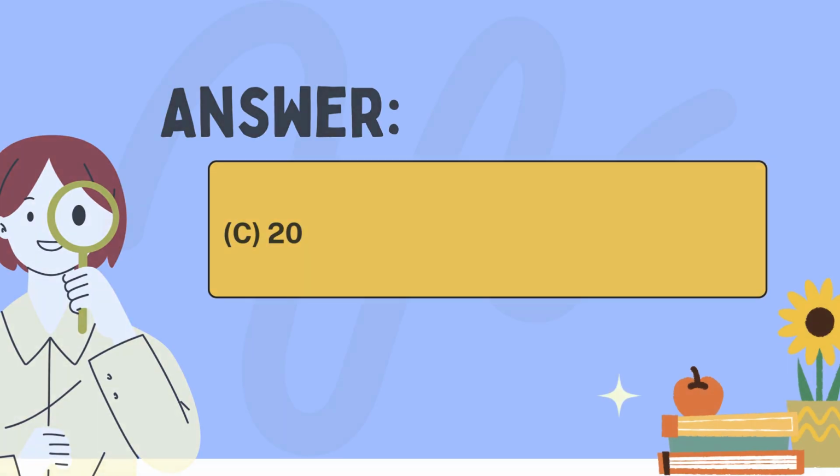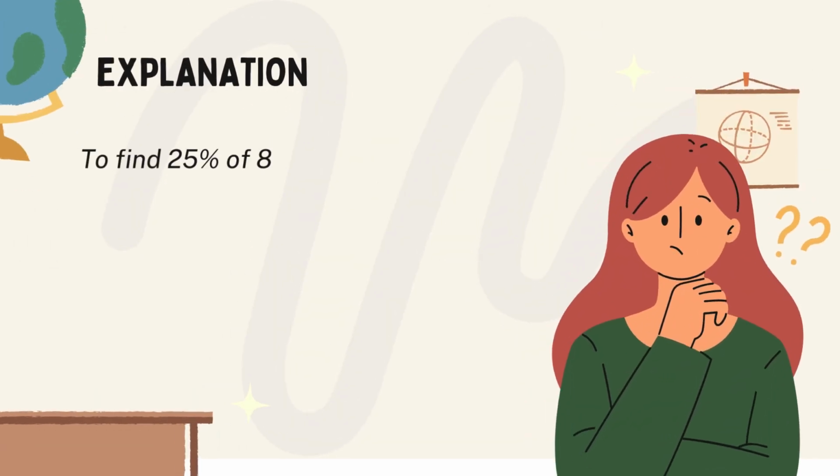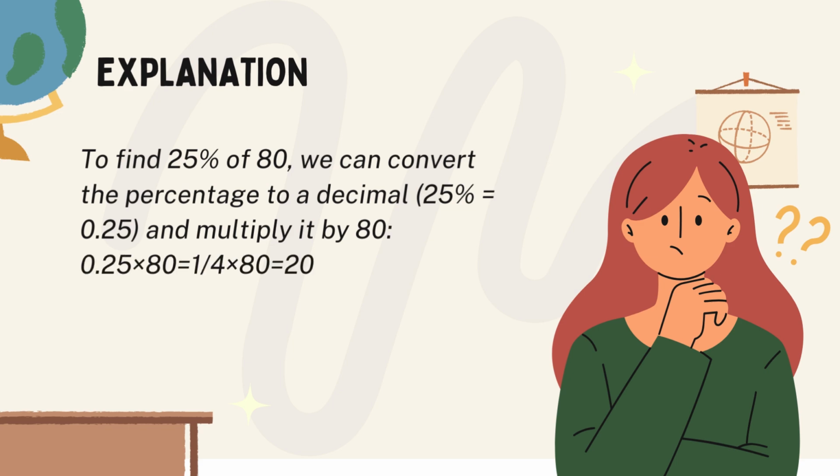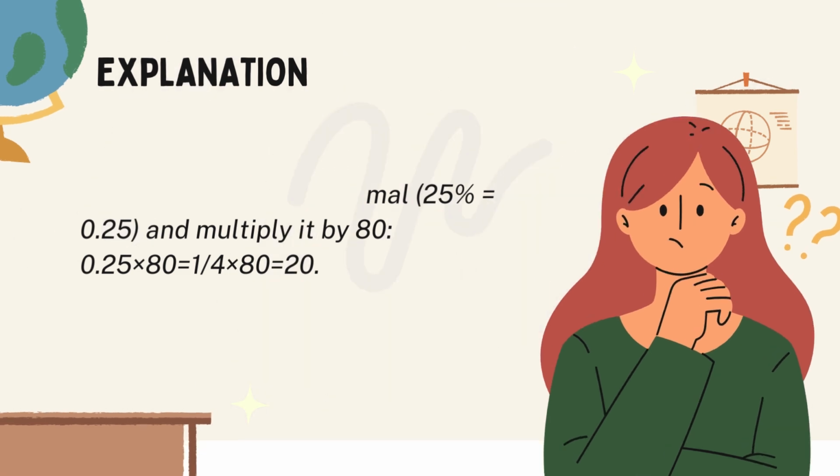Answer: C. 20. Explanation: to find a percentage of a number, you can convert the percentage to a decimal or a fraction and then multiply. 25% is equivalent to 0.25 as a decimal, or 1/4 as a fraction. So, 0.25 times 80 equals 20, or 1/4 times 80 equals 20.